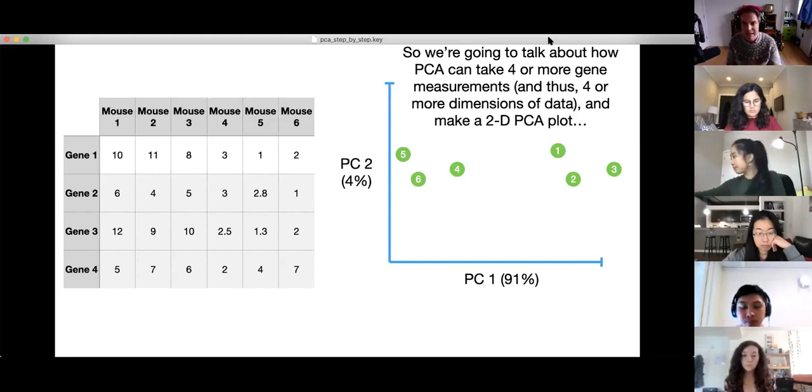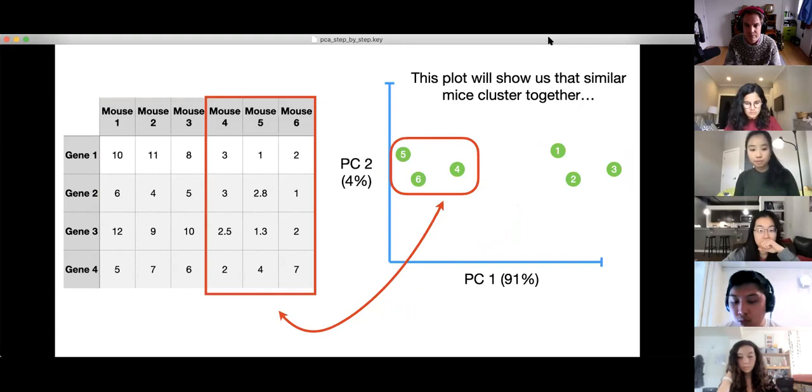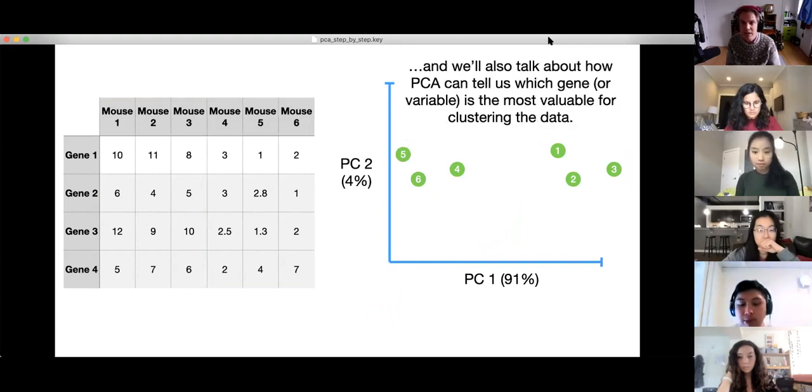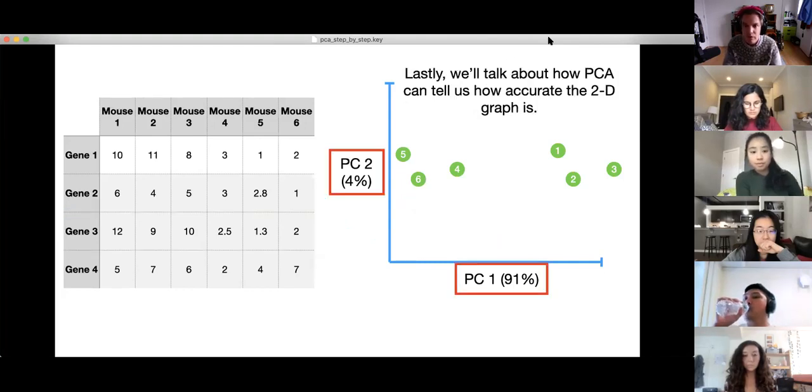And so what we're going to talk about now is how PCA can take 4 or more gene measurements, and thus 4 or more dimensions of data, and make it a 2-dimensional PCA plot. This plot will show us that similar mice cluster together. And we'll also talk about how PCA can tell us which gene or variable is the most valuable for clustering the data. For example, PCA might tell us that gene 3 is responsible for separating samples along the x-axis. Lastly, we'll talk about how PCA can tell us how accurate the 2D graph is.